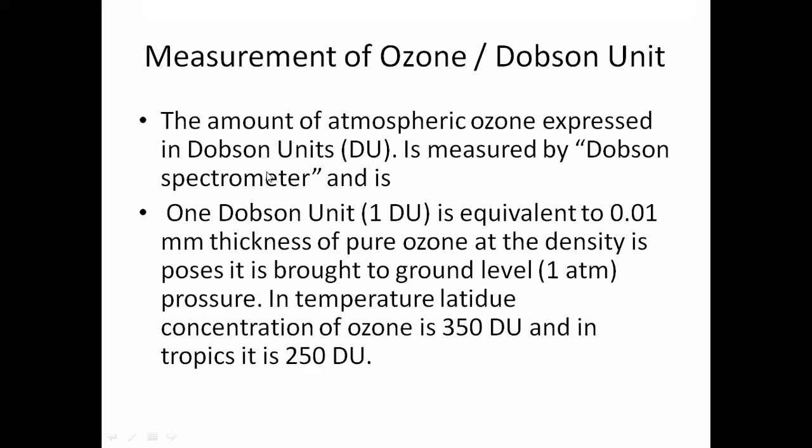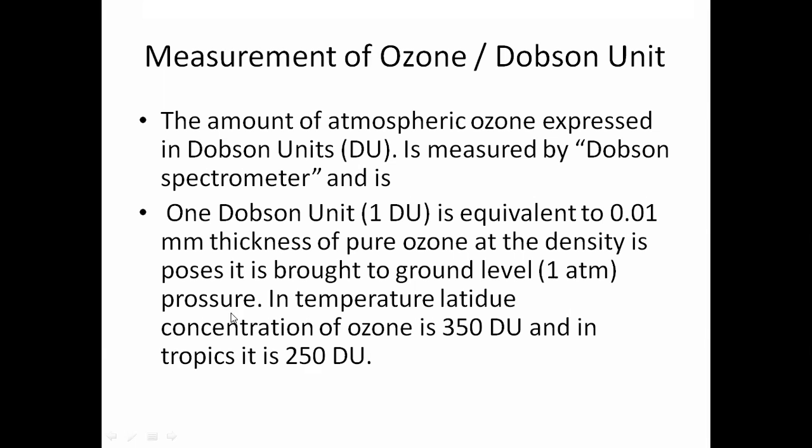Spectrometer, Raman spectrometer will be there. That's very widely used for studying most pollutants of air. Air pollution will be there, right? So we will use a spectrometer. In the ozone also we will use the same thing, and we will give a unit called Dobson units. We will try to see the definition now. It is equivalent to 0.01 mm thickness of pure ozone at the density brought to ground level at 1 atmosphere pressure.